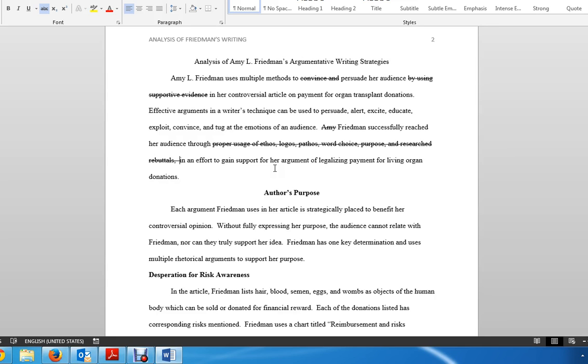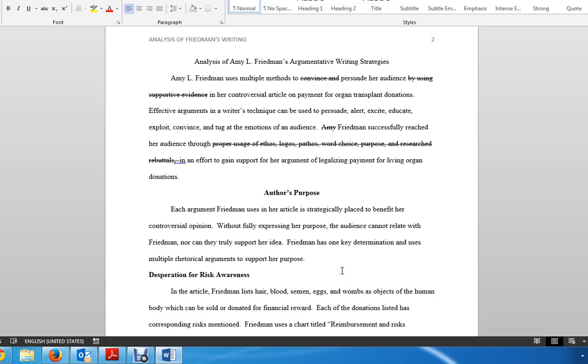If you go to Unit 1, Paper 1, Tips for Writing Paper 1, I actually give you a template for writing the thesis statement. So I suggest you take a look at it. I think it'll help.